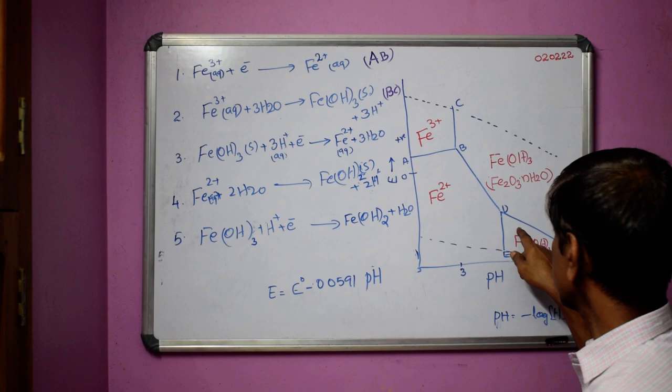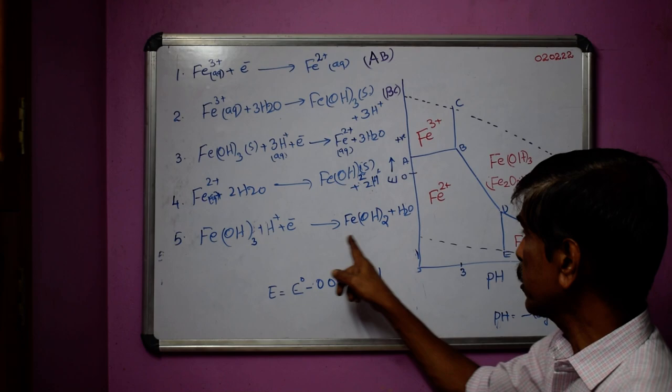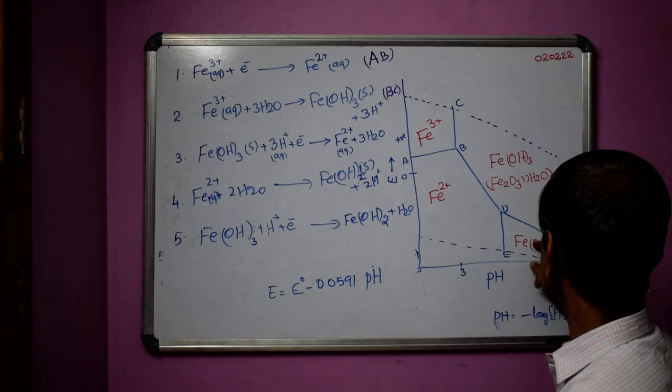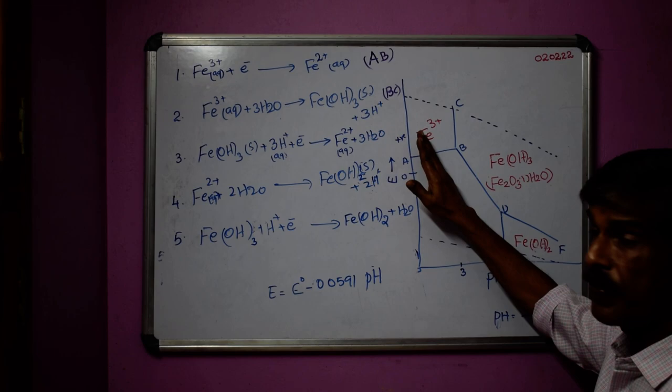This is the area of Fe2O3, and Fe2+, with the demarcation line between them. This is the demarcation for Fe(OH)3. We can see that as the pH increases, the tendency is for the conversion of Fe3+ into Fe(OH)3 and Fe2+ into Fe(OH)2.